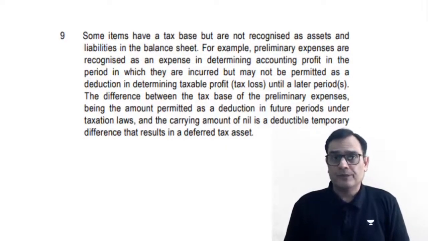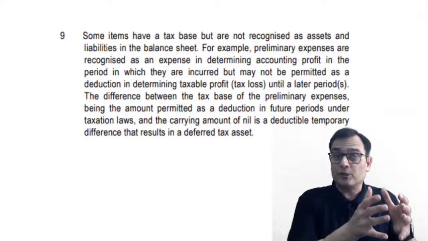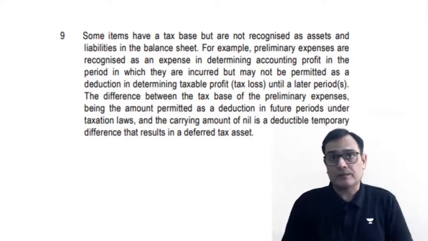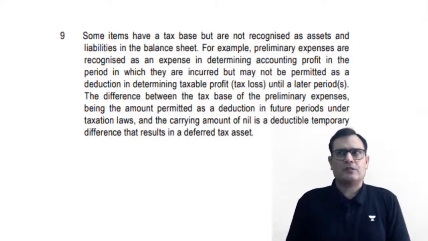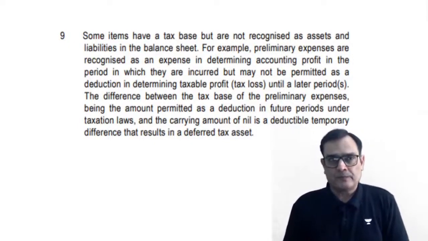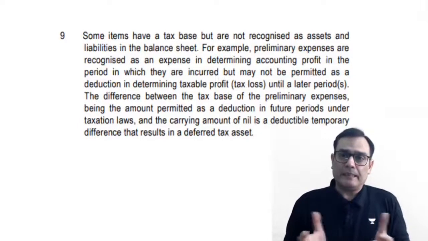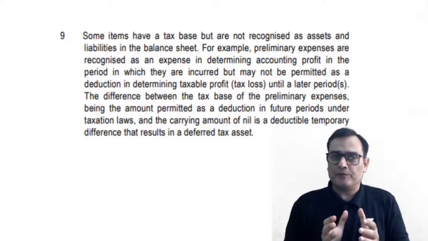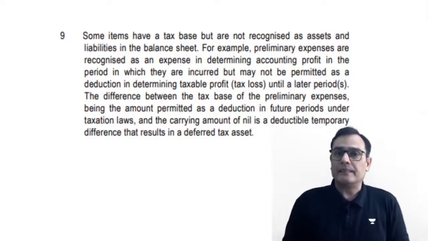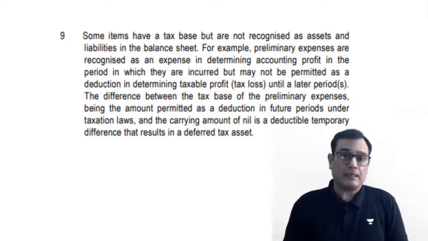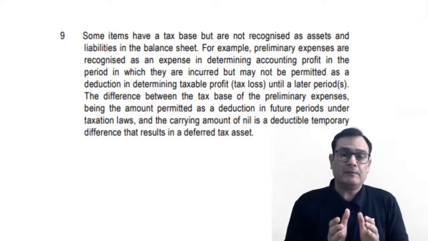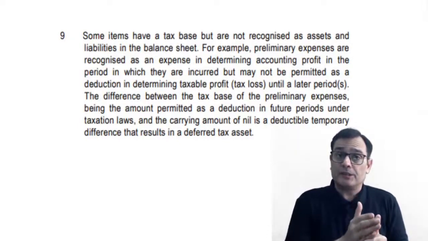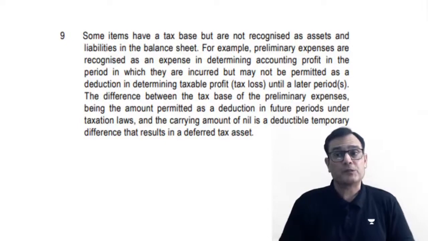Para number 9 tells us an example of an item where the carrying amount is not in the balance sheet but still it's got a tax base. Let's first of all understand the concept. Imagine a company incurs a preliminary expense. Now if you look at things from the point of view of accounting, as per Ind AS 38, para number 69, if you incur any preliminary expenses, it is immediately regarded as a revenue expenditure.